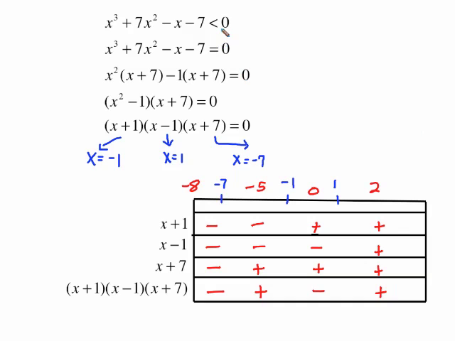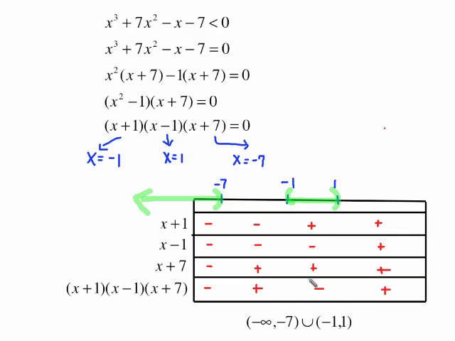So my shading, because this is less than, the values that are less than 0 are negative. I look at my bottom row where my negative is here and here. It's plain old less, which means we are using the curved parentheses. And on the next screen, we have our interval notation. This is from negative infinity up to negative 7, and then this is from negative 1 to 1.